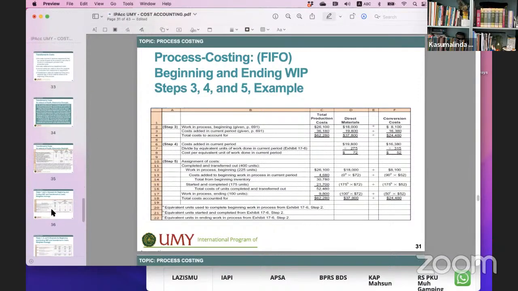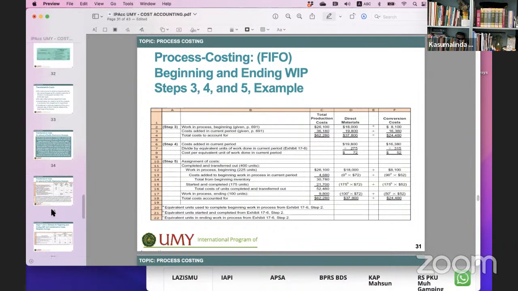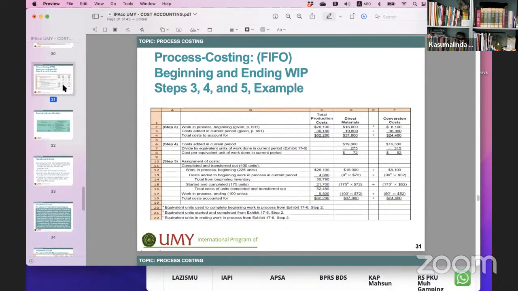Actually, we have transferred in sikit lah. Maksud transfer ini saya just tunjukkan di mana perbezaannya lah. So transfer in is the production report for the second department. Okay, tadi we just have seen the production report for the first department.